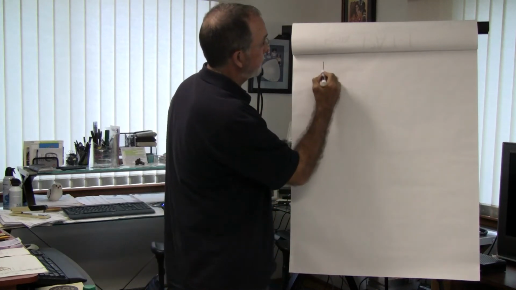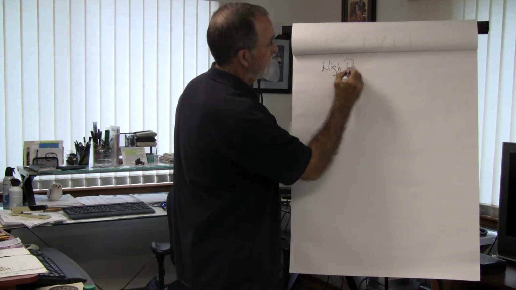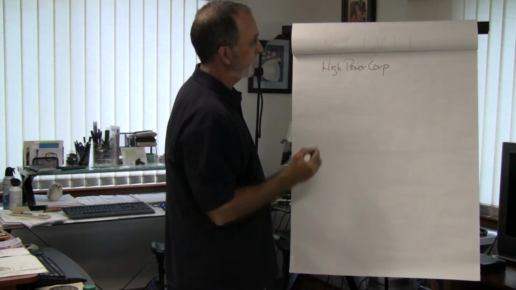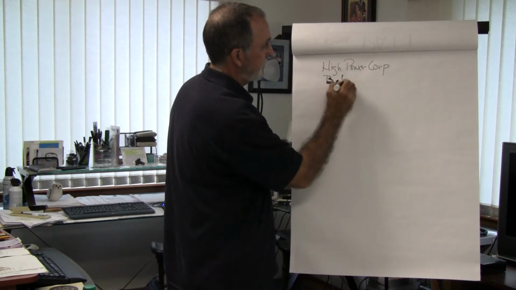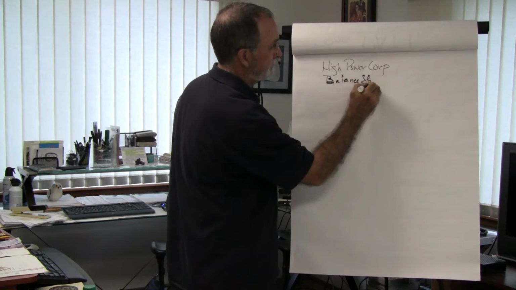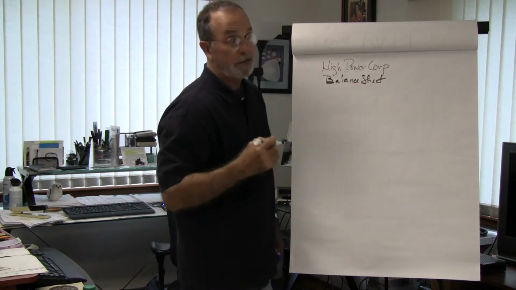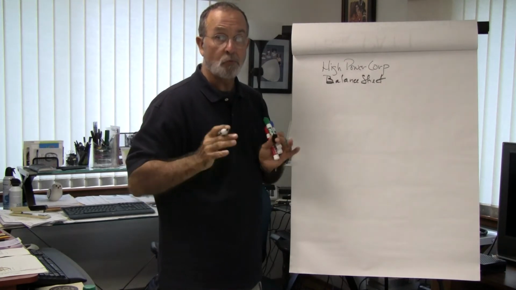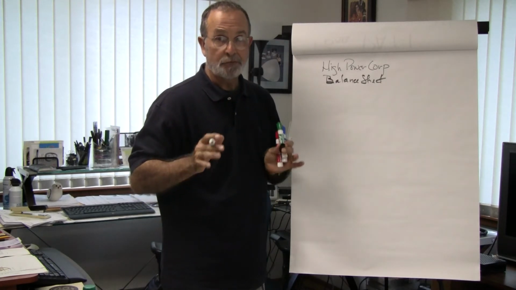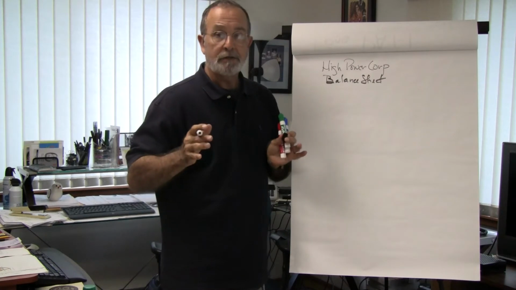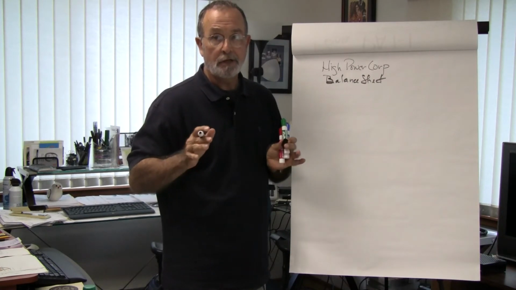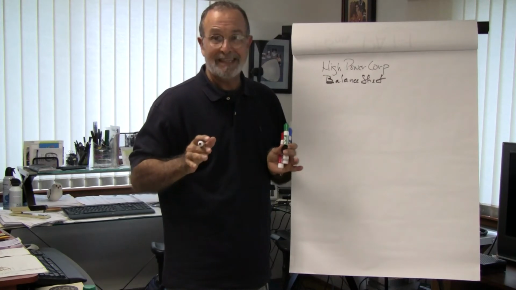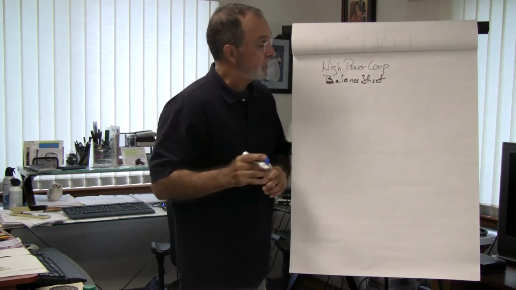And again, for our balance sheet, we need to show our company, our business name, High Power Corp. This is our balance sheet. And again, the date of our balance sheet is not for a period of time, it is as of one specific day, which is the last day of the period reported on for both the income statement and the statement of retained earnings. And so that day is December 31.